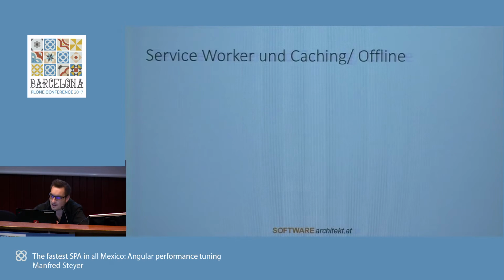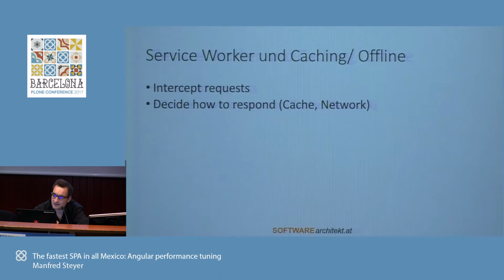So how do they help with caching or even with offline scenarios? Well, a service worker can do a lot of things, and one of these things is intercepting requests. It can intercept your requests, and then it can decide how to respond to these requests. It can decide to respond using the cache, or it can decide to use the network to fetch fresh data from your web service out there.